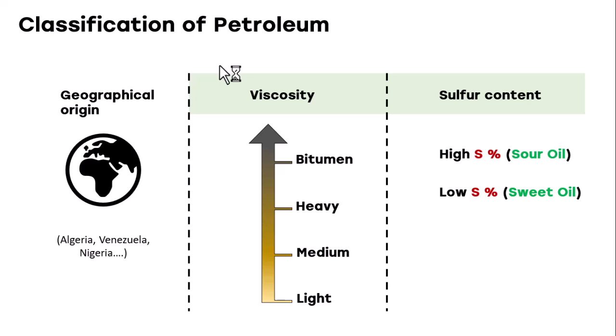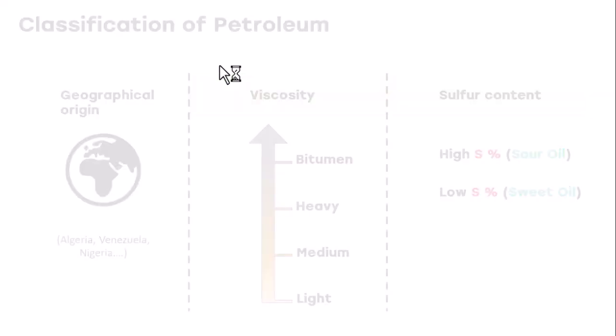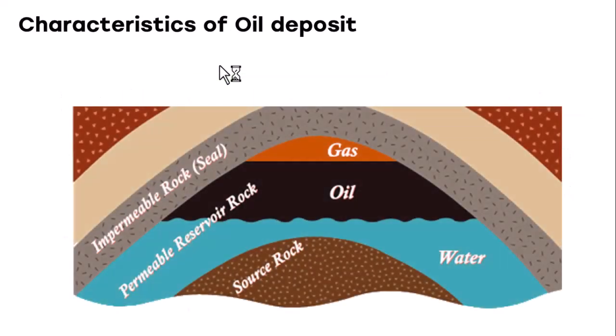Petroleum with high sulfur content is called sour oil, meanwhile petroleum with lower sulfur content is called sweet oil. The characteristics of an oil deposit. The oil deposit is composed of source rock, permeable reservoir rock, and impermeable rock, which is called the cap rock. This reservoir holds the oil and gas beneath the cap rock and above the water.